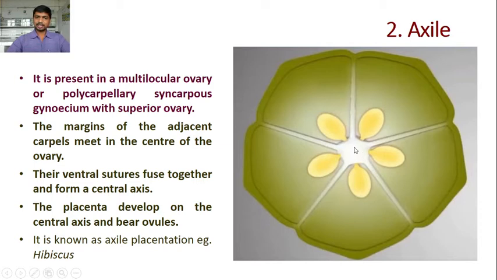Their ventral sutures fuse together and form a central axis. So this is the ventral suture which fuses at the center and forms a central axis. So this is the central axis that has been formed by the fusion of the margins of adjacent carpels that meet at the center. This central axis bears the placenta. So the placenta develops on the central axis and it bears ovules. So these are the ovules which are formed on the placenta.